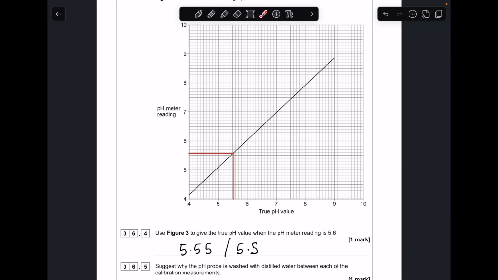Part 4, so we had to use this graph to work out the true pH value when the pH meter was reading 5.6. You can see what I've done, I've just gone along from 5.6 to the graph and then down onto the true pH. So it's somewhere between 5.5 and 5.6. So you could go 5.55 or 5.5.